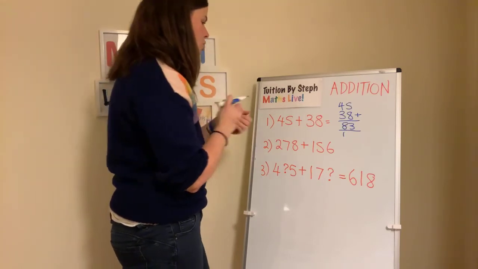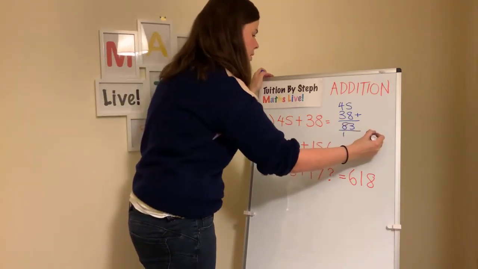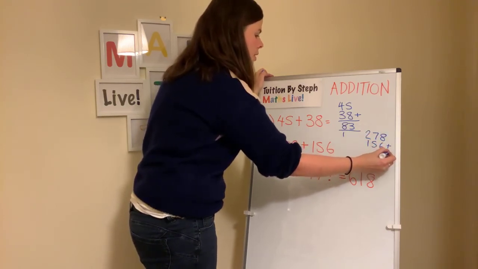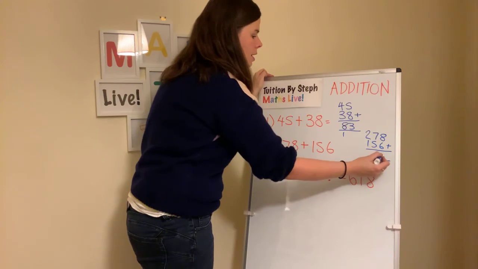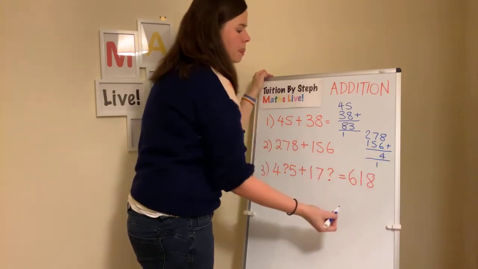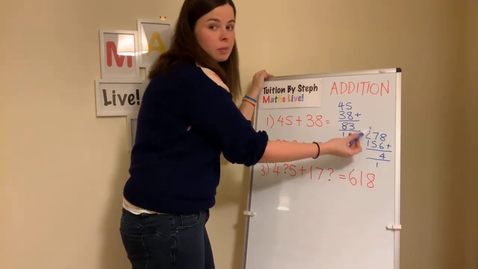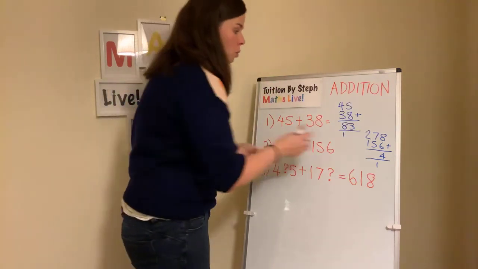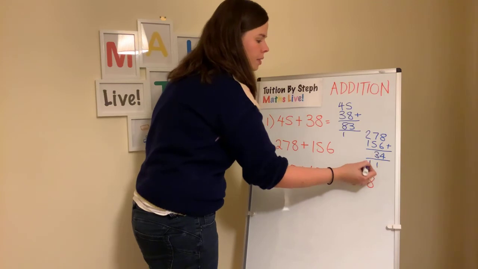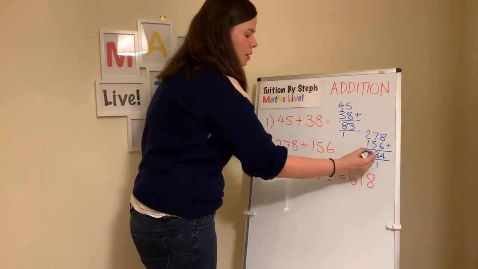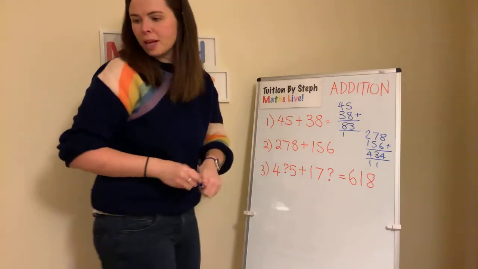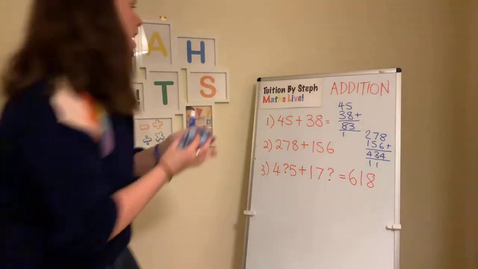Question 2, 276 plus 78. 156. Okay. 8 plus 6 is 14. 7 plus 5, 7, 8, 9, 10, 11, 12, plus the 1, 13. 2 plus 1 is 3, plus the 1 is 4. 434. Where's my whiteboard rubber? Right, I need some space for the last one.